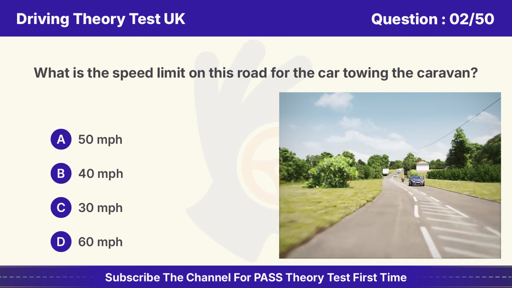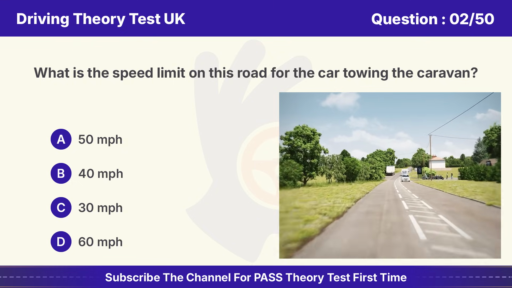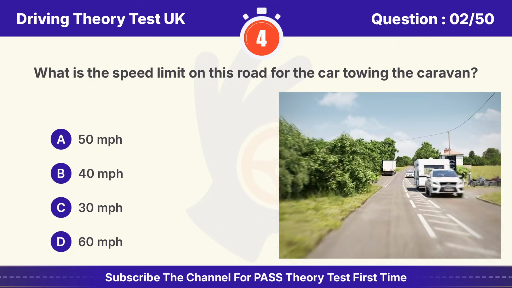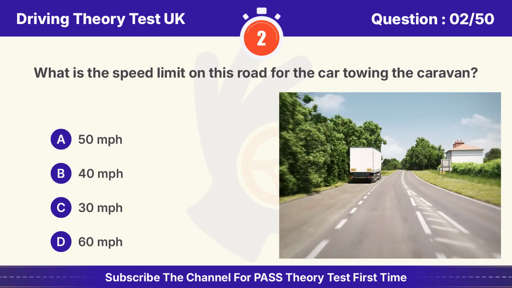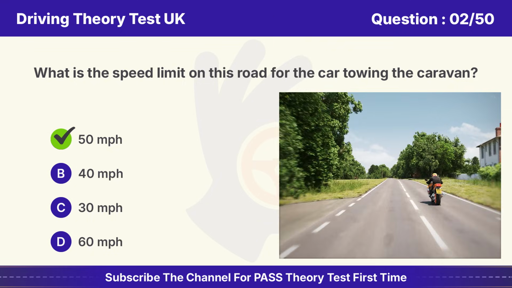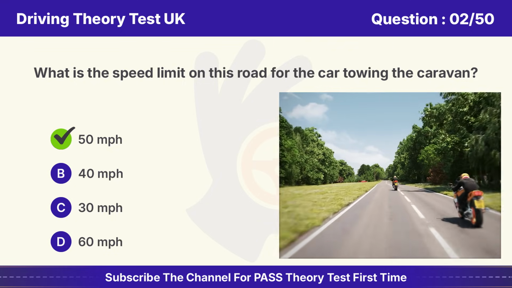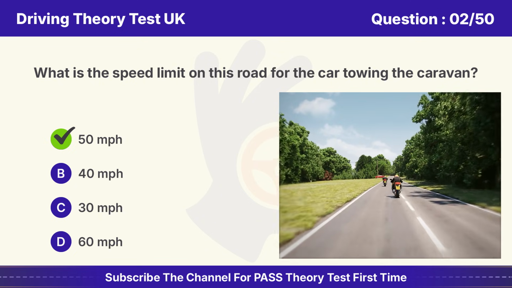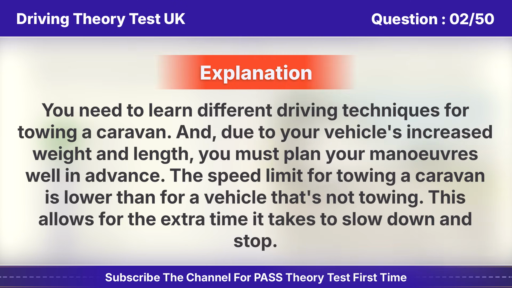Question 2. What is the speed limit on this road for the car towing the caravan? Answer is A. 50 miles per hour. You need to learn different driving techniques for towing a caravan. And, due to your vehicle's increased weight and length, you must plan your maneuvers well in advance. The speed limit for towing a caravan is lower than for a vehicle that's not towing. This allows for the extra time it takes to slow down and stop.